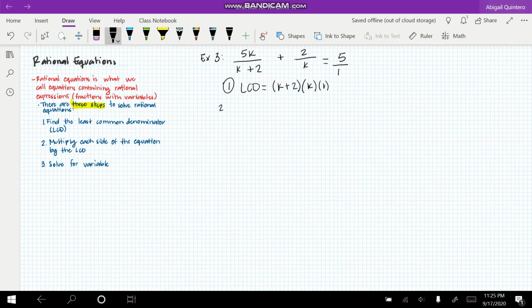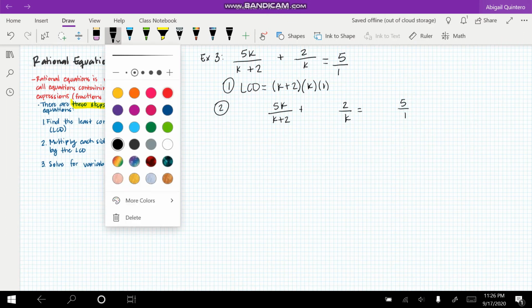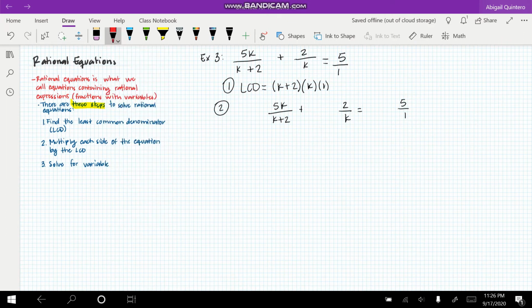So on the second step, what we want to do is multiply that LCD by every single term in the equation, right? So let's go ahead and rewrite the equation and leave some space. So we're going to multiply the first fraction by k plus 2 times k, and then times 1. I'm not going to include the 1 because the 1 is going to preserve just the value of k plus 2 and k.